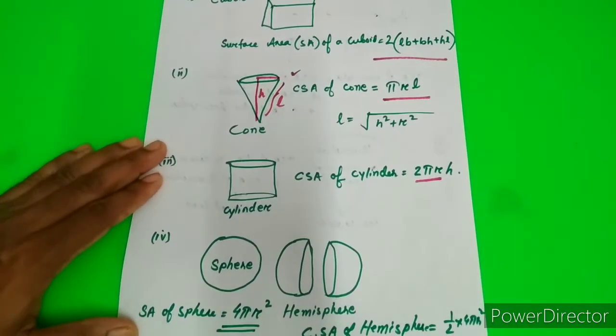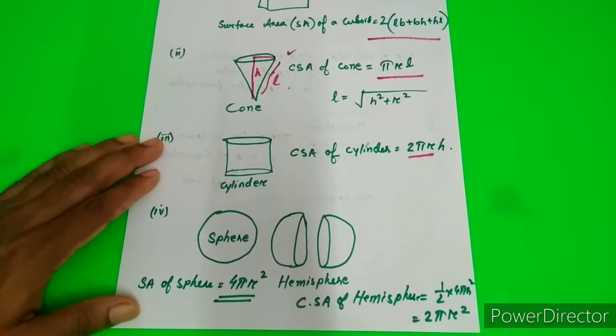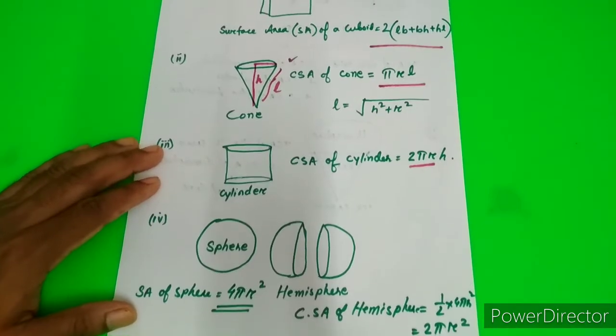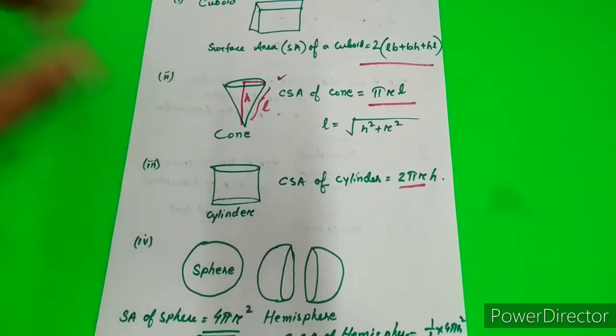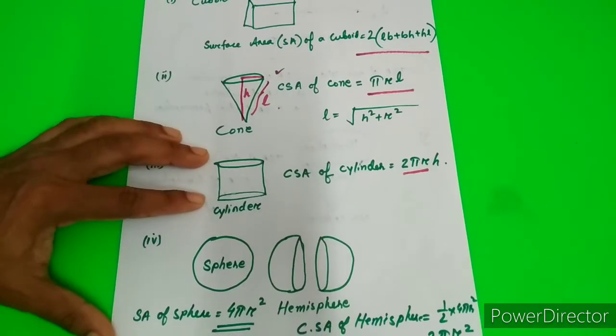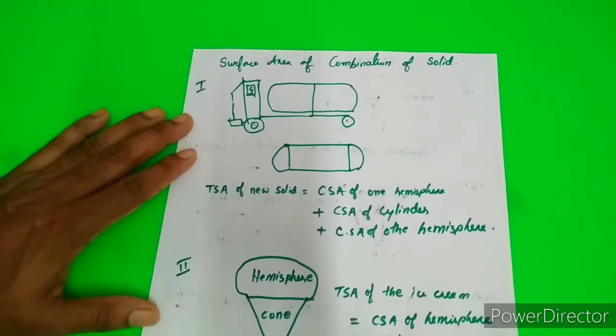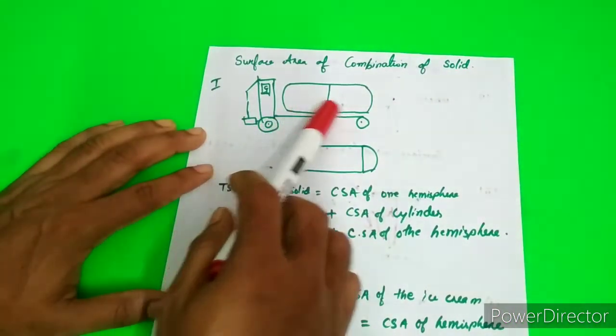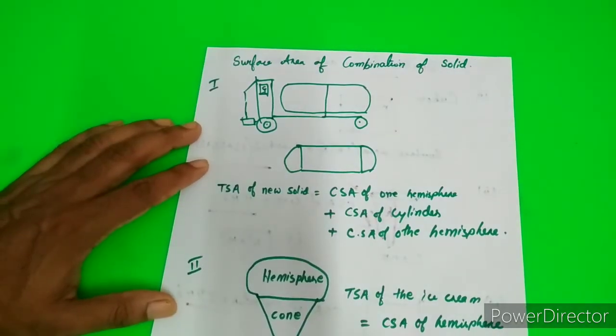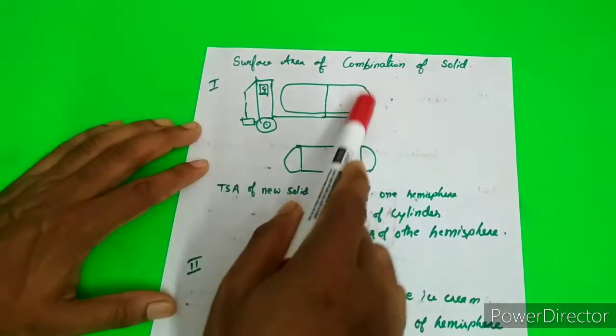Clear? In order to do the numerical problems of this chapter, you need to learn by heart and remember all these structures and formulas. Clear? Now we will see the surface area of a combination of solids. In this diagram, you see this is an oil tanker. You could see the oil tanker is in the form of this shape.